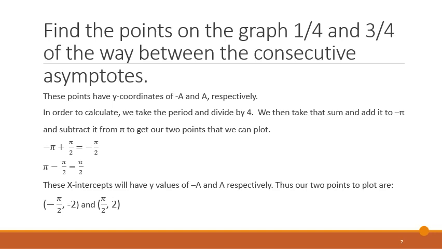Third, we're going to find the points on the graph 1/4 and 3/4 of the way between the consecutive asymptotes with respective y coordinates. So we take the full period and divide it by 4. The full period is going to be 2 pi over 1. Dividing that by 4, we get our individual quarter periods of pi/2. So first we're going to add it to our far left asymptote of -pi. So -pi plus pi/2 equals -pi/2. That'll be our 1/4 point. For our 3/4 point, we do the opposite and subtract pi/2 from pi to equal pi/2.